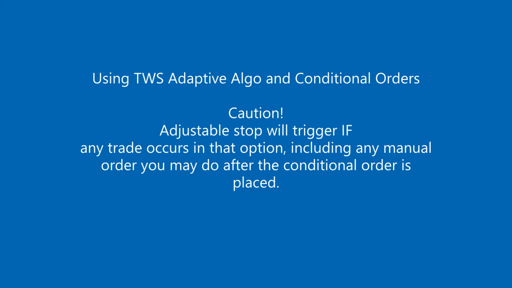So we've just demonstrated how we would initially set up a buy order with conditions, and then have 3 conditional orders for sales and a built-in adjustable stop.